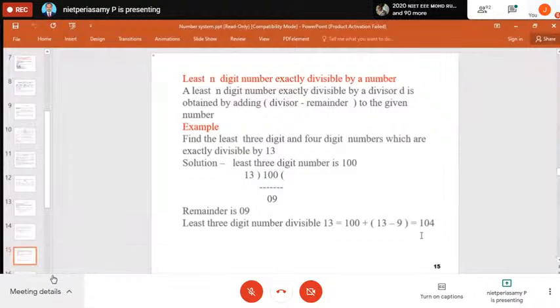Okay, so you apply this test for any example. Let's go to the second example. What is the least 4-digit number? 1000. When you divide 1000 by 13, what is the remainder? Anybody tell me? Please do the calculation and tell me. Don't tell randomly. Are you able to hear? When you divide 1000 by 13, what is the remainder?